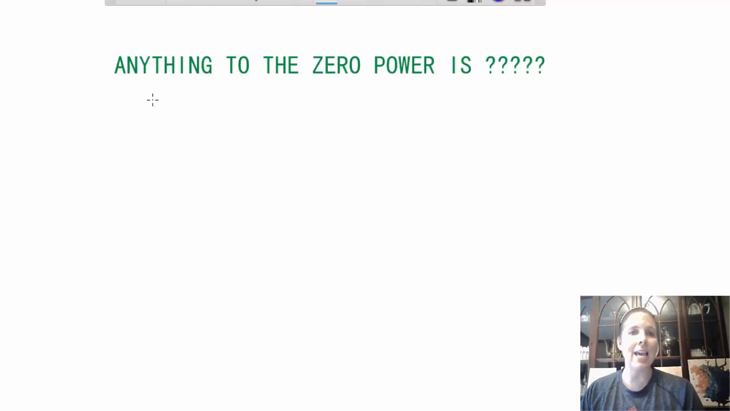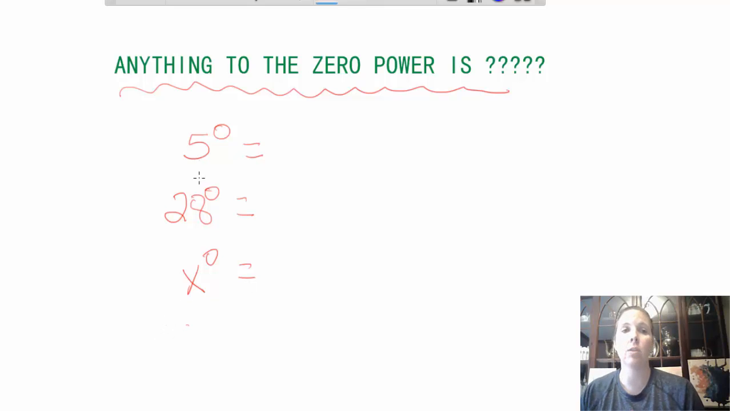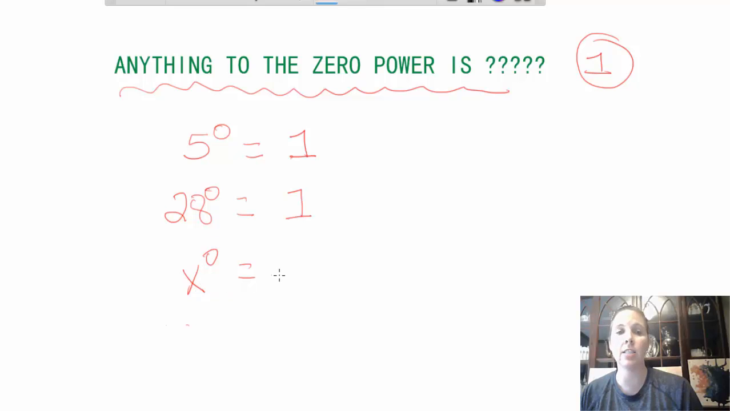Okay, so the last thing is anything to the 0 power is what? Do you guys know what that answer is? Anything to the 0 power. So 5 to the 0, 28 to the 0, x to the 0. Well, let's just do this. 5 to the 0, anything to the 0 power is 1. 28 to the 0 power is 1. X to the 0 power is 1. It's not x1, it's just 1.